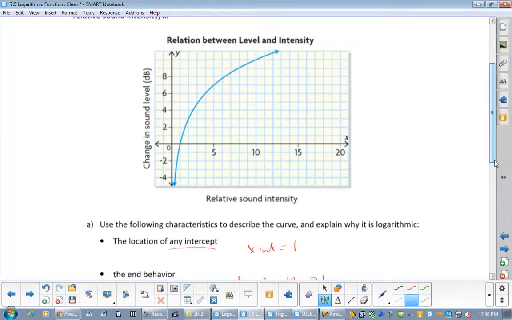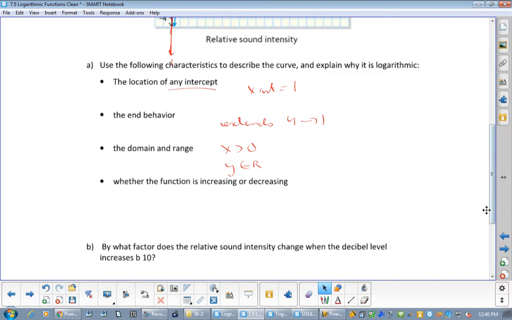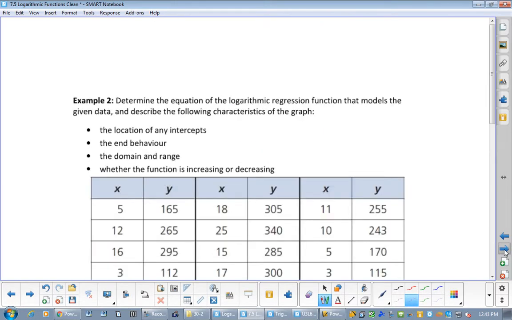Now, I just want to talk about how this thing goes. It never crosses the x, does it, or the y. And it's because it's got an asymptote there, right? And an asymptote is an imaginary line that it gets closer and closer to, but it never crosses. Okay, is this increasing or decreasing? Increasing. Okay, and then I don't want to answer B, waste of time. So we're just going to do 2 regression questions.